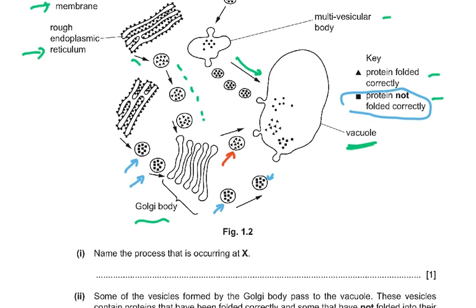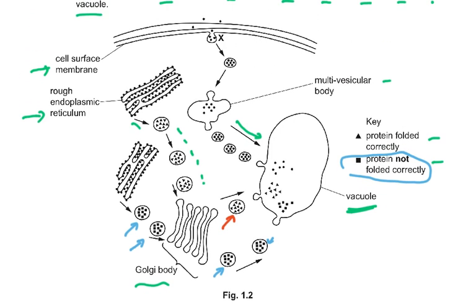Then name the process that is occurring at X. Where is X? X is this place.